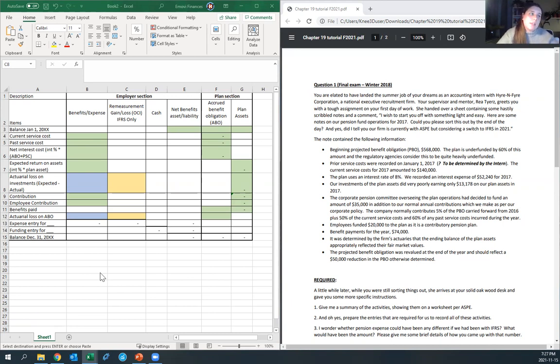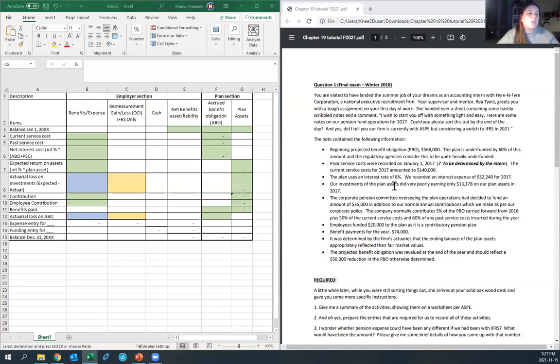The current service cost for 2017 amounted to $140,000. The plan uses an interest rate of 8%. We recorded an interest expense of $52,240 for 2017. Our investments of the plan assets did very poorly, earning only $13,178 on our plan assets in 2017. So that's the actual return of the plan assets. The corporate pension committee overseeing the plan operations had decided to fund an amount of $35,000 in addition to our normal annual contribution, which we make as per our corporate policies.